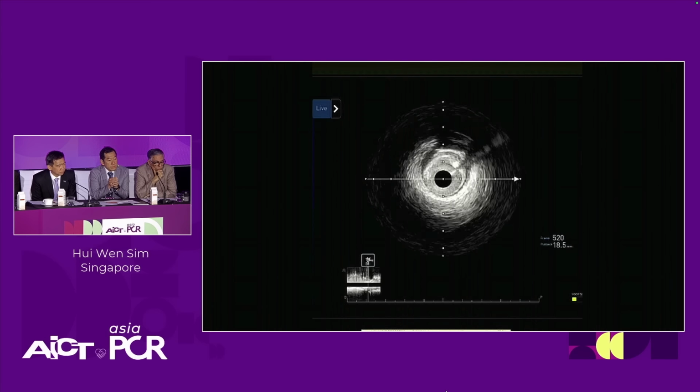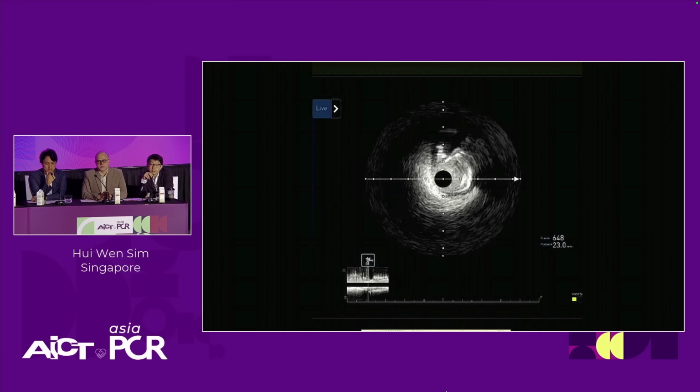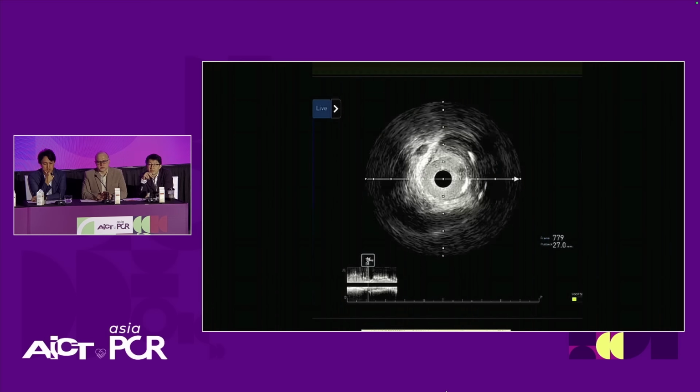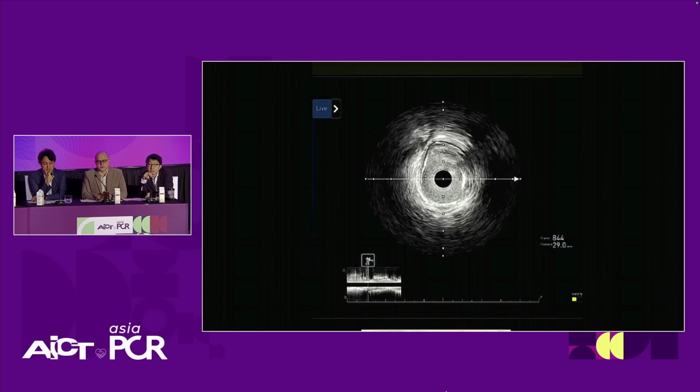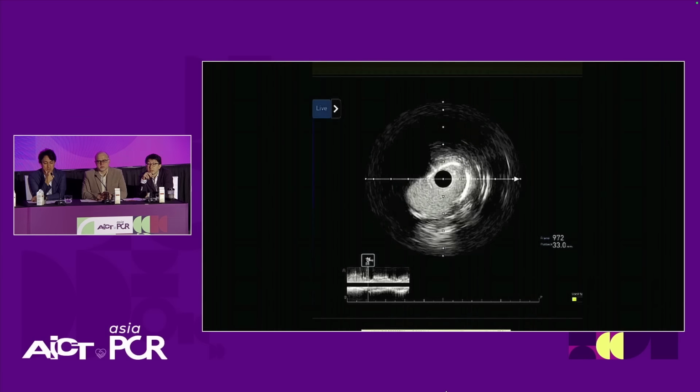It does show eccentric calcification. It tells us that the calcification is superficial. And it really tells us the sizing of the vessel, which looks to be quite sizable. And the fact that the IVUS could cross is another feature that we would like to highlight as well.